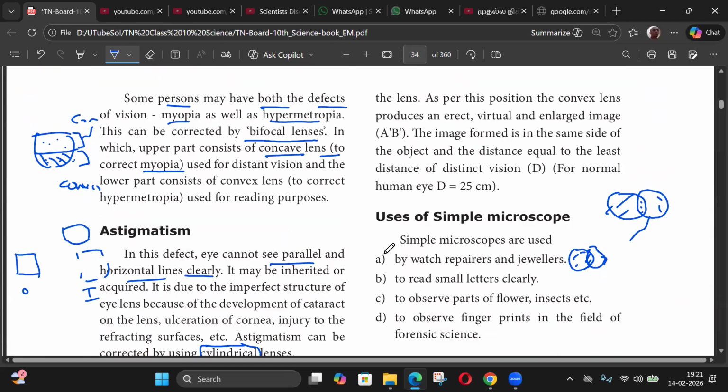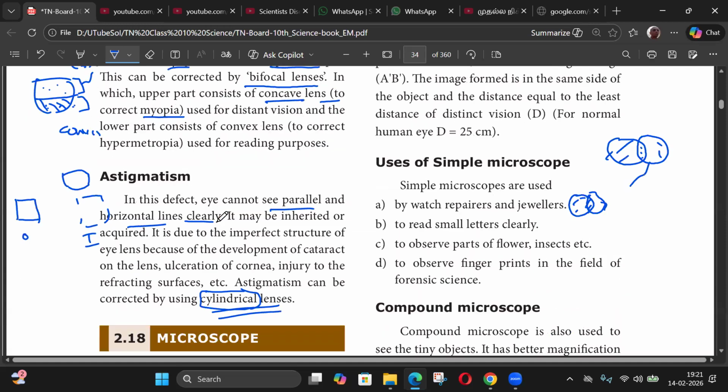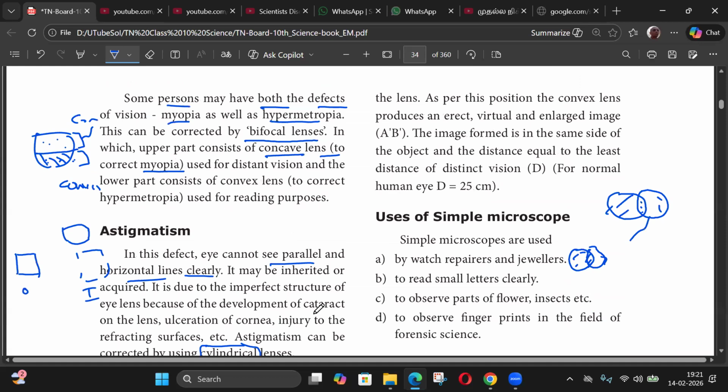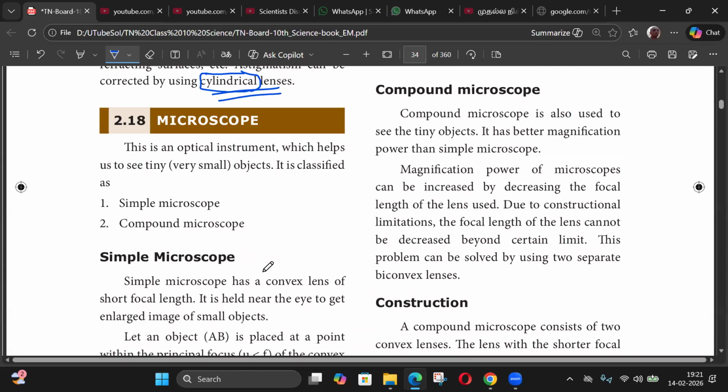Is it clear? Yes, sir. And then that compound microscope, sir. So a simple microscope is the same as a lens, which you can buy in a shop. It is just one single convex lens.